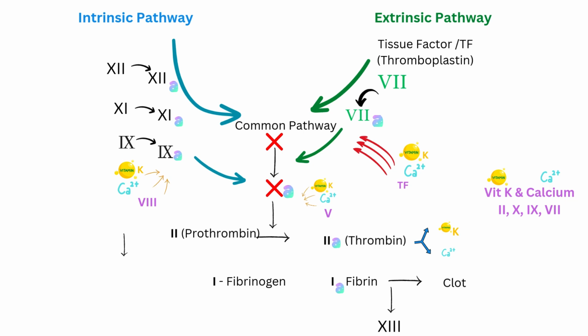To summarize, the intrinsic and the extrinsic pathways may be activated simultaneously as part of the body's coordinated response to an injury. Both pathways work together to ensure an efficient and rapid clotting response to bleeding. The simultaneous activation of these pathways is very crucial for effective hemostasis, and that ensures that the bleeding is quickly controlled and the integrity of the vascular system is maintained.